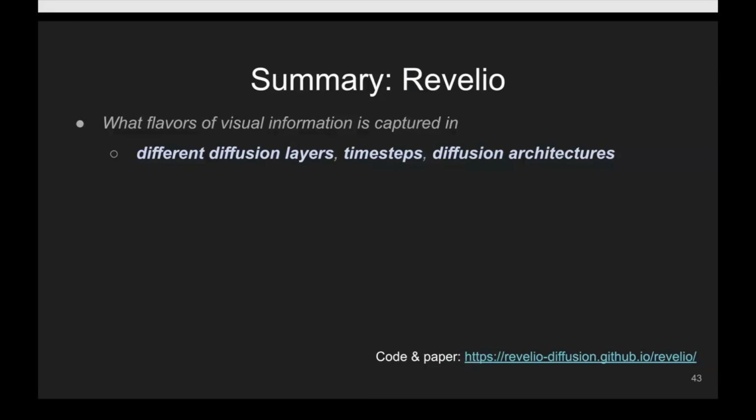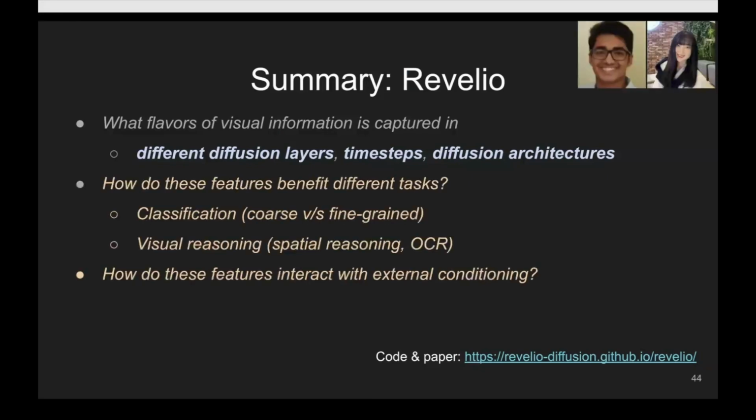So we studied different layers, time steps, and architectures, things that I did not cover. And again, these were the students who did all the work. Do certain features perform well for certain other tasks? Visual reasoning was something we were very interested in. Can we use these features to understand tasks where current CLIP and other models seem to struggle? And we also studied what happens if we don't send any external conditioning and how those representations are different. So everything is in the paper.